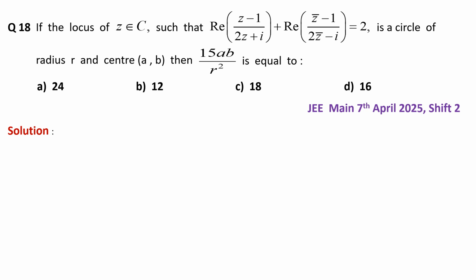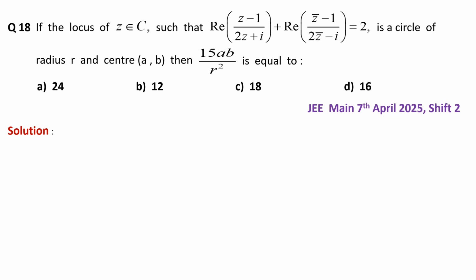It says, if the locus of z belonging to capital C such that real part of (z minus 1) divided upon (2z plus iota) plus real part of (z bar minus 1) divided upon (2z bar minus iota) equal to 2 is a circle of radius r and center (a, b), then 15ab divided upon r square is equal to.